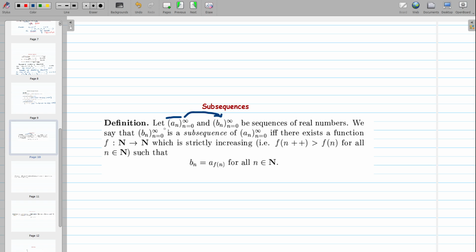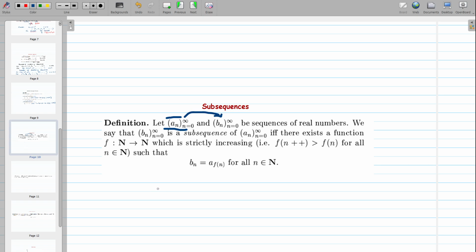Another important thing to note here is that the sequence A sub n is an infinite sequence, and the sequence that is extracted from A sub n is also another infinite sequence. So we can look at some example here.